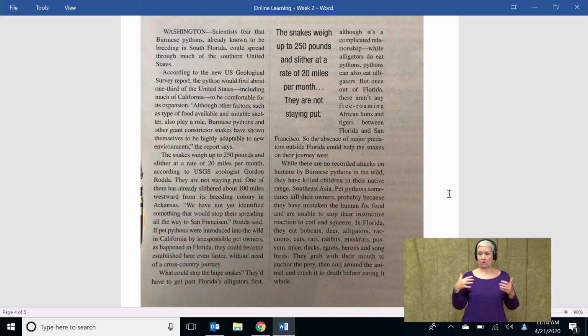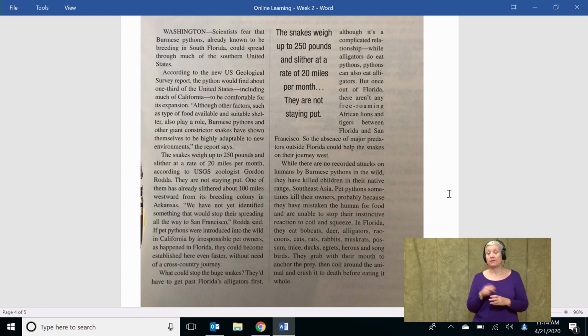Scientists fear that Burmese pythons, already known to be breeding in South Florida, could spread through much of the southern United States. According to the new U.S. Geological Survey report, the python could find about 1/3 of the United States, including much of California, to be comfortable for its expansion. Although other factors, such as type of food available and suitable shelter, also play a role, Burmese pythons and other giant constrictor snakes have shown themselves to be highly adaptable to new environments, the report says.